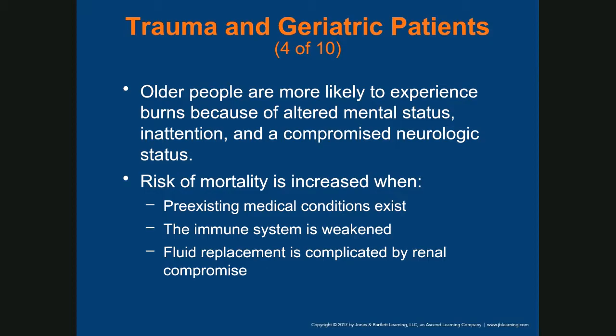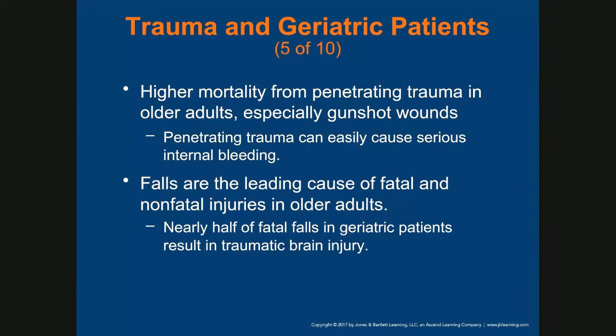Older people are more likely to experience burns because of altered mental status, inattention, and compromised neurologic status. Risk of mortality is increased when there is an underlying medical condition, a decline in the immune system, and fluid replacement is complicated by issues with their kidneys. Higher mortality from penetrating trauma in older adults, especially gunshot wounds. Penetrating trauma can easily cause serious internal bleeding.